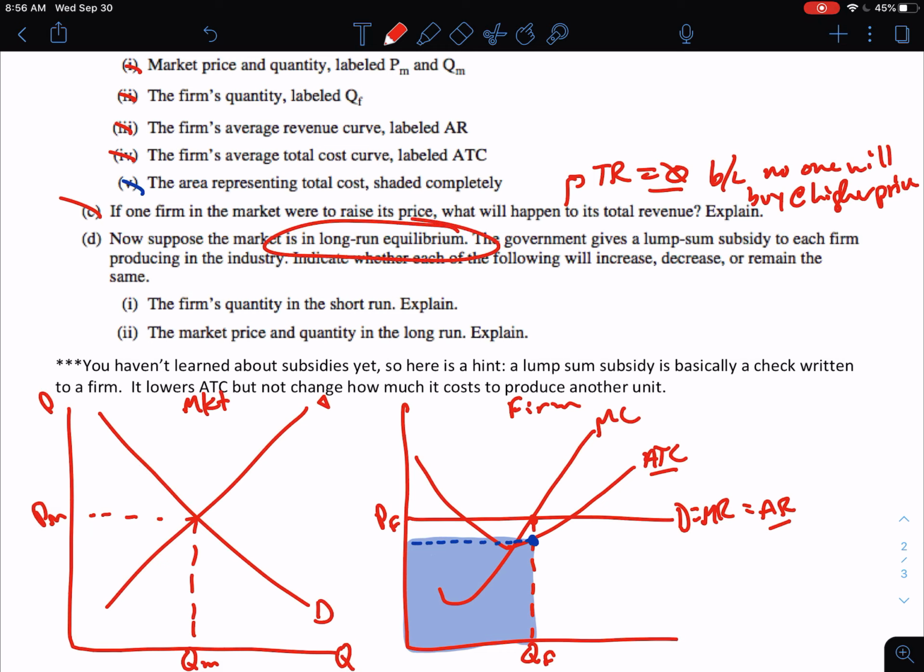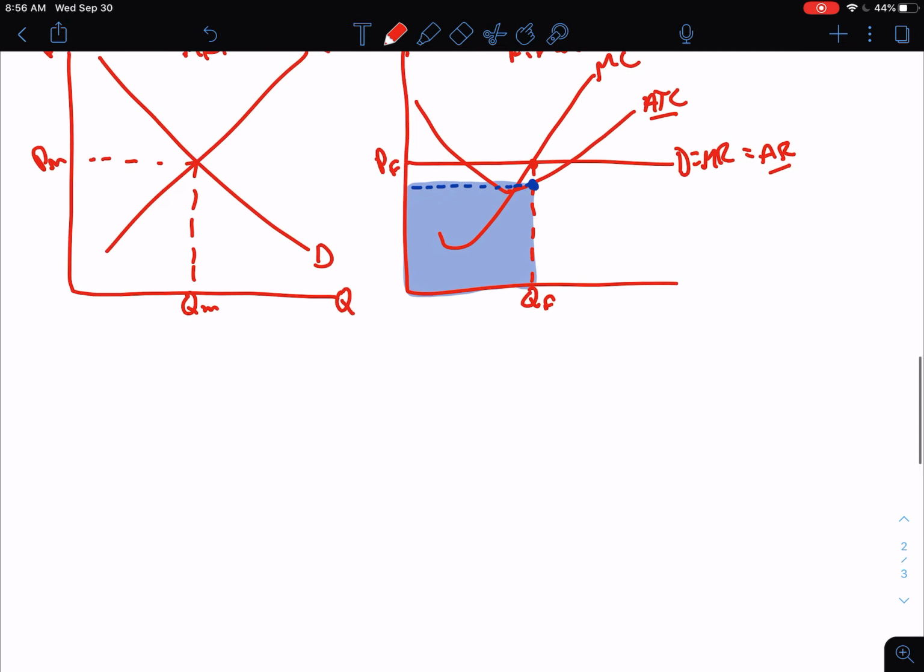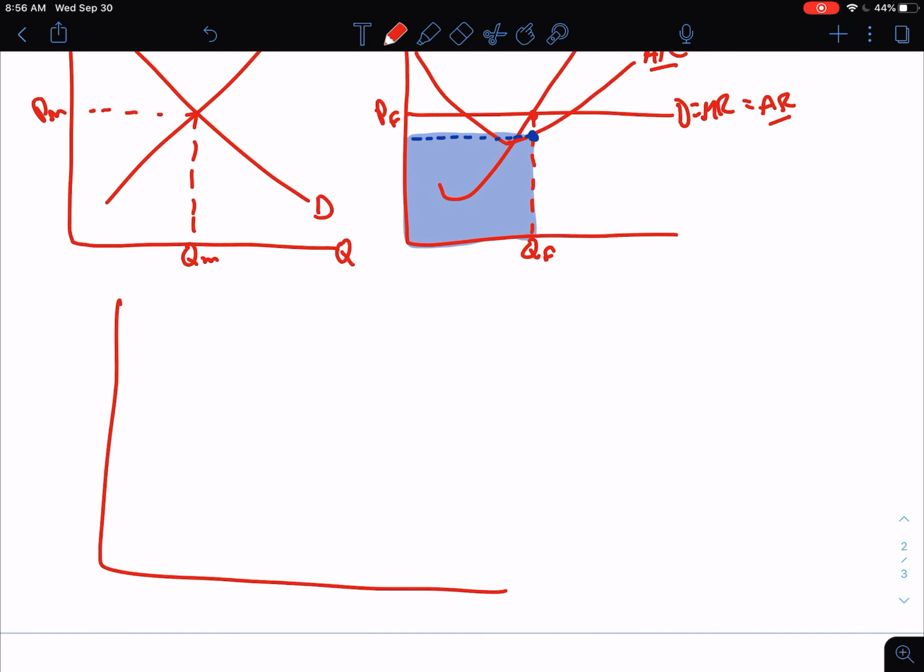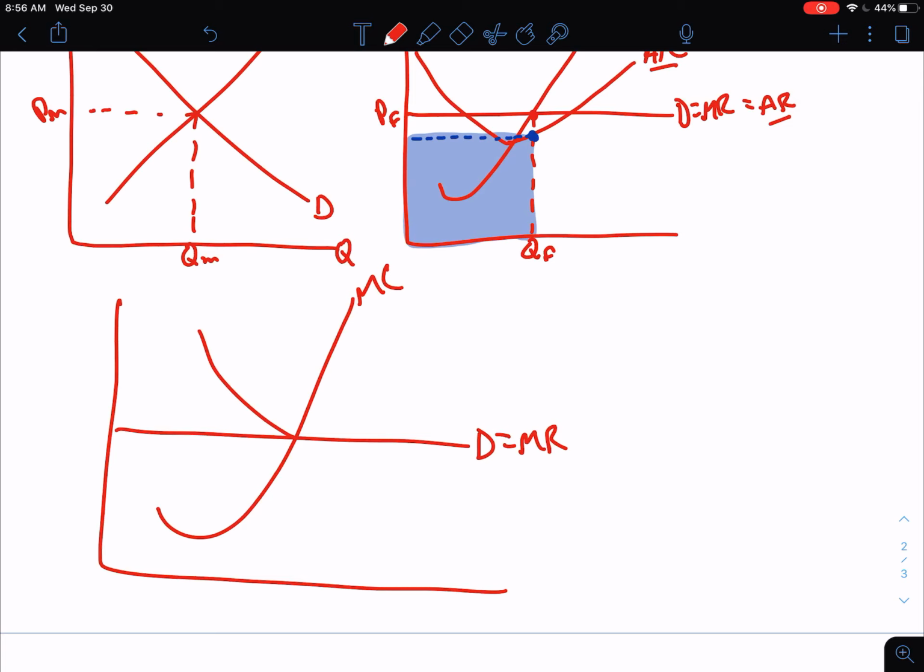Now, suppose that the market is in long-run equilibrium. So at long-run equilibrium, we know that there is no profit. The government gives a lump sum subsidy to each firm producing in the industry. Indicate whether each of the following will increase, decrease, or remain the same. You don't have to draw this graph, but I am going to show you kind of what it looks like here. We're at long-run equilibrium, which means demand equals MR is here, MC is here, ATC is here. So there's no profit. This is the quantity that we're going to produce. This is the price that we're going to charge.